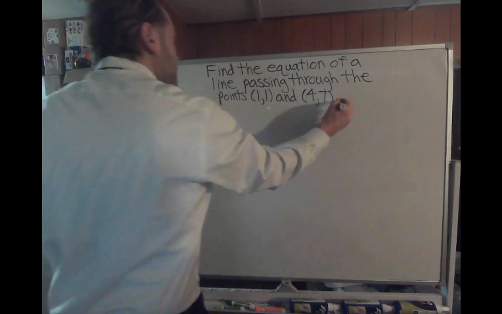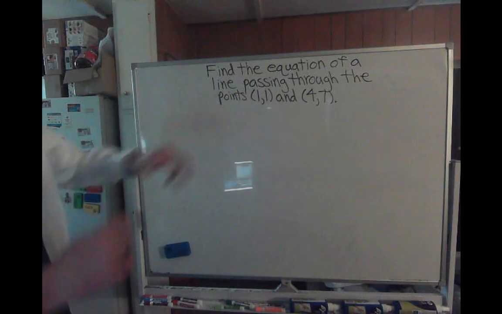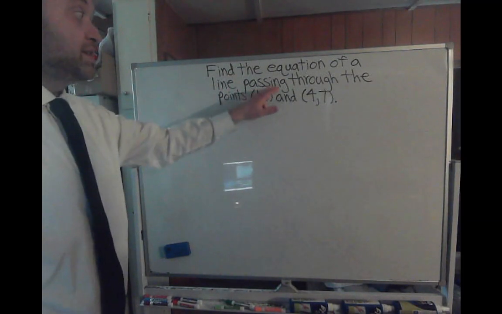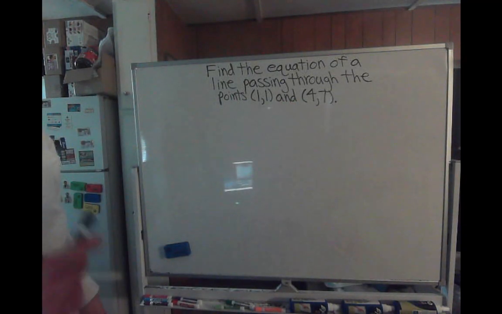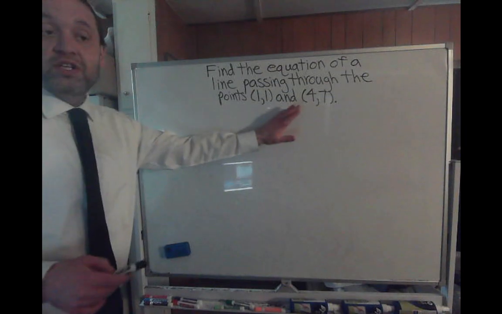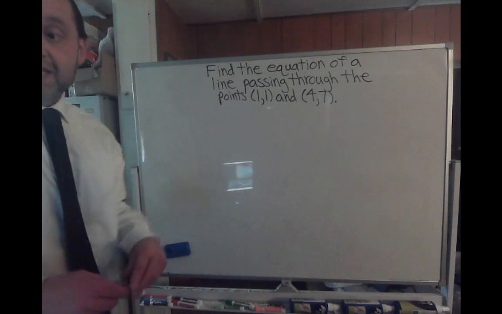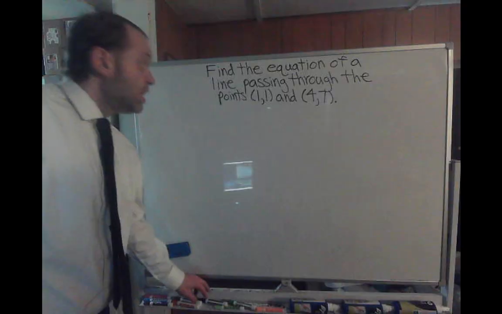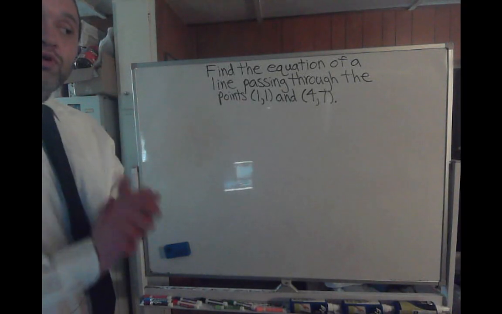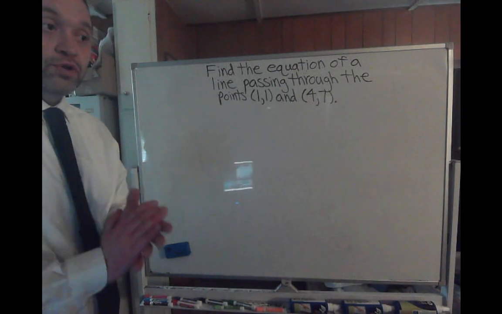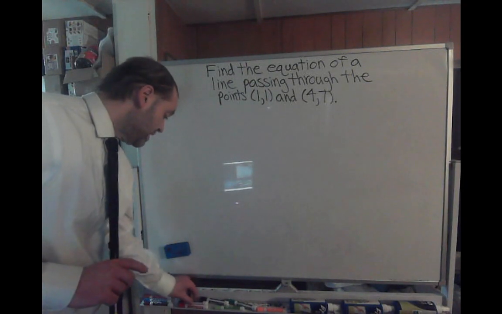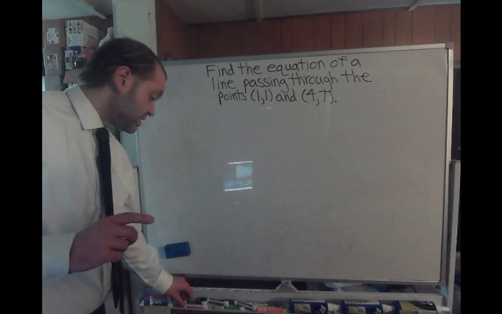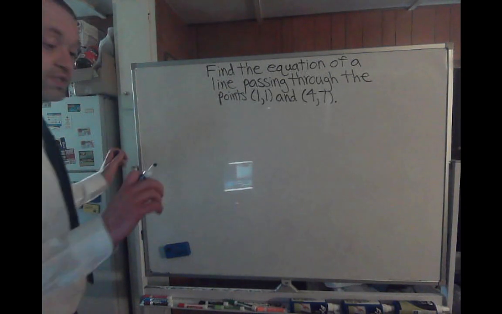Okay, so a little bit different here. We need to find the equation of a line passing through the points (1, 1) and (4, 7). We don't know the slope this time, but we are given 2 points that the line passes through. Whenever you're given 2 points that the line passes through, do yourself a favor and find the slope first. Always start out by finding the slope.